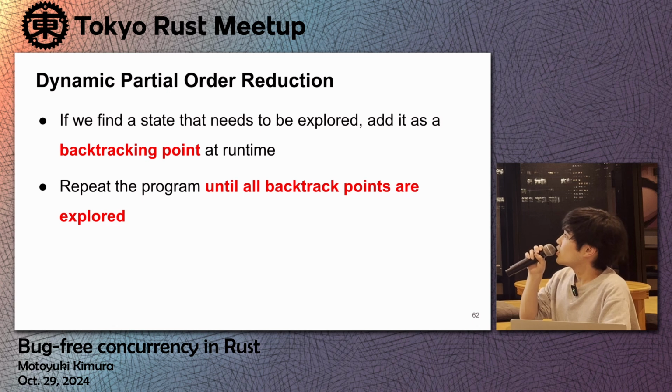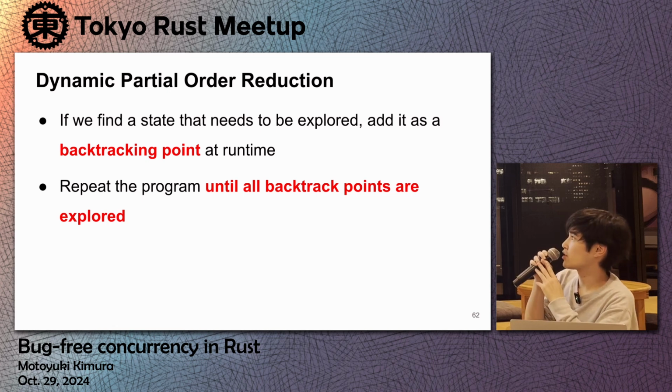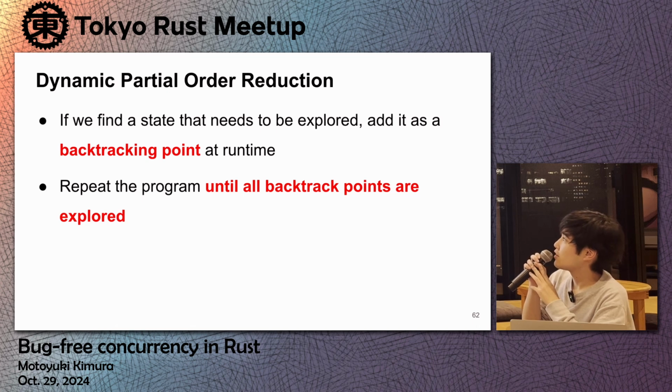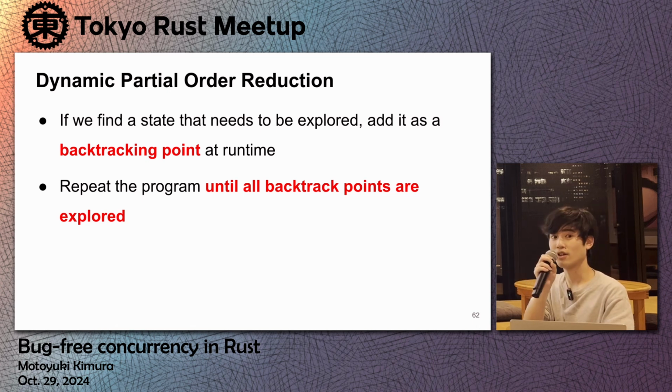So in summary, if you find a state that needs to be explored, add that state to the backtracking point list at runtime, and repeat the program until all backtracking points are explored.